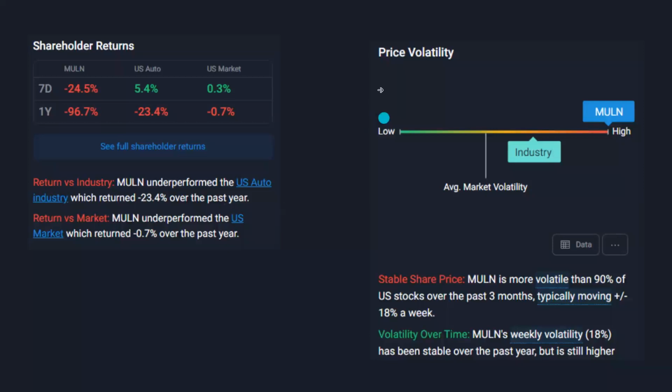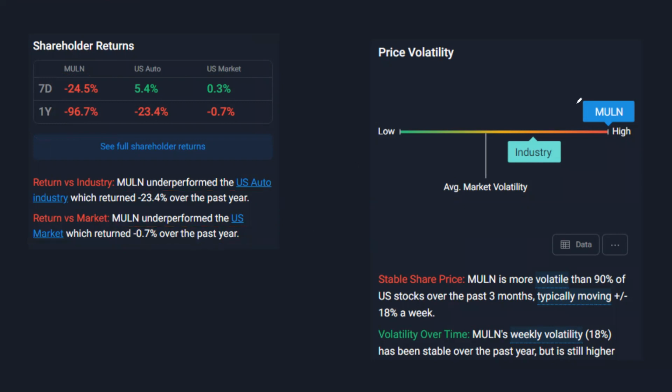These are some of the features that come on the Simply Wall Street platform, right? If you take a look at the shareholder returns of Mullen versus the U.S. auto sector and then the U.S. market, we can see that Mullen has really underperformed both the sector and the market as a whole, which it tells you right here. Returns versus the industry, it underperformed the U.S. auto industry, and it also underperformed the U.S. market over the past year.